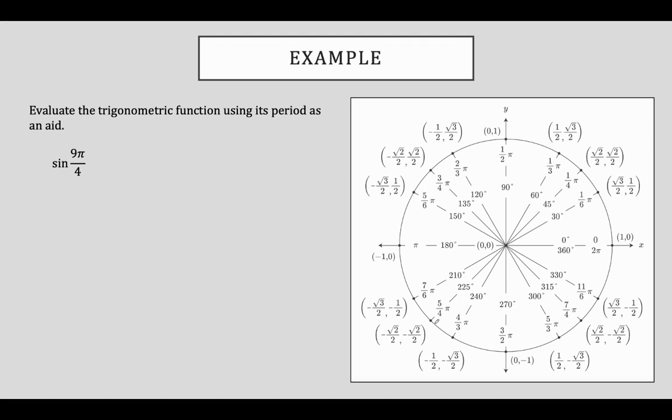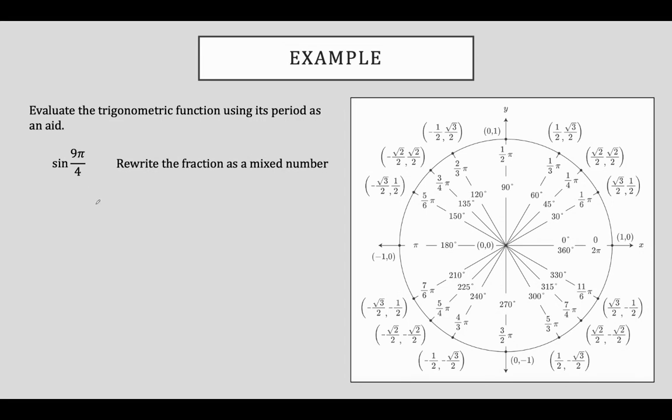Let's see if we can put it to use with some other angles here. Evaluate the trigonometric function using its period as an aid. Sine of 9 pi over 4. So we recognize right off the bat that 9 pi over 4 is greater than 2 pi. Whenever we see angles that are greater than 2 pi, rewrite the fraction as a mixed number. How many times does 4 go into 9?